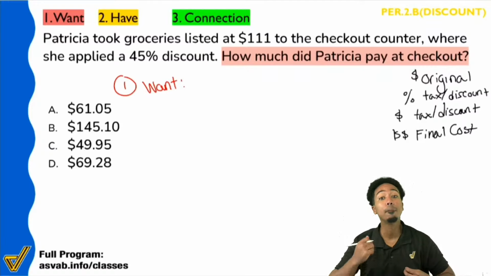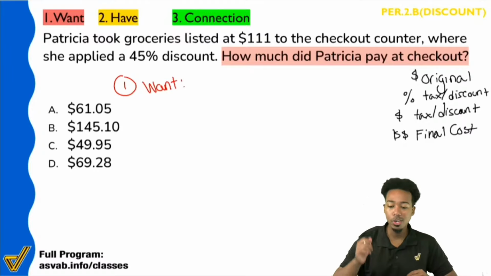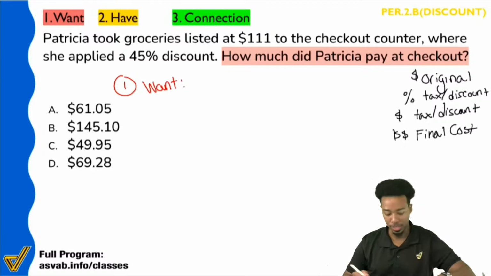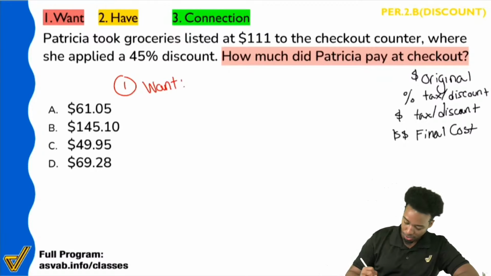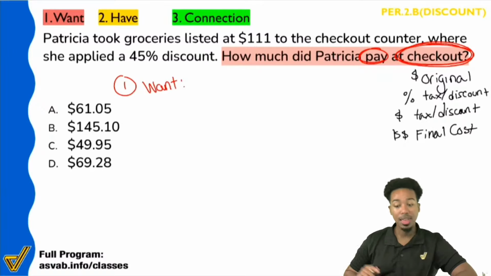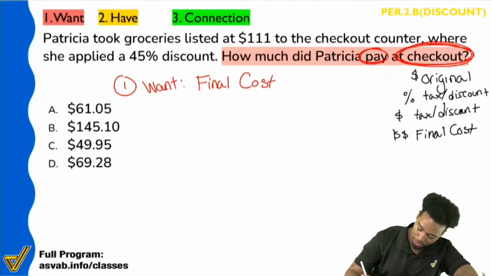What are you being billed? Not what you see and what discounts and taxes, but what you are being billed. Yes or no, does that make sense? For those of us that said differently, we are looking for the final amount. Again, pay at checkout. That is the most important thing there. We want the final cost. So the final amount.